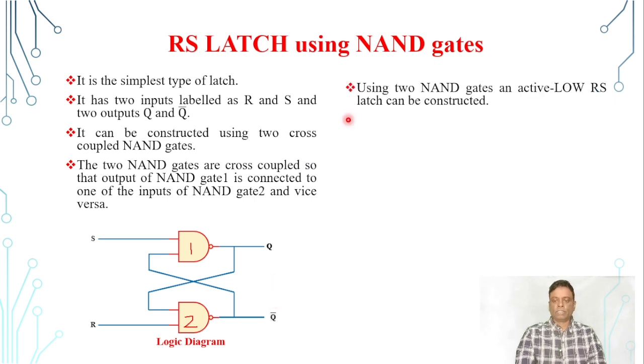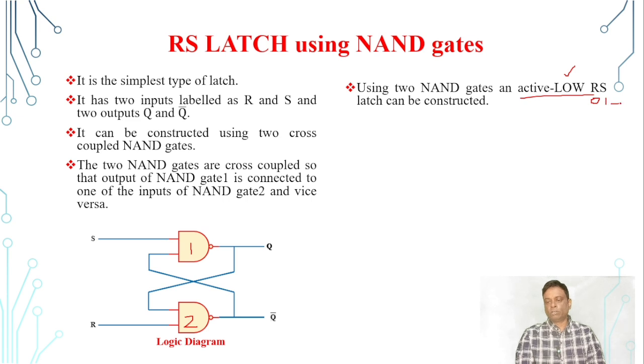The difference between the NOR gate latch and the NAND gate latch is that using two NAND gates, we can construct an active low RS latch. Previously, using two NOR gates, we constructed the active high RS latch. But in this case, we will be constructing an active low RS latch. What is active low? Active low means R equal to 0 and S equal to 1.